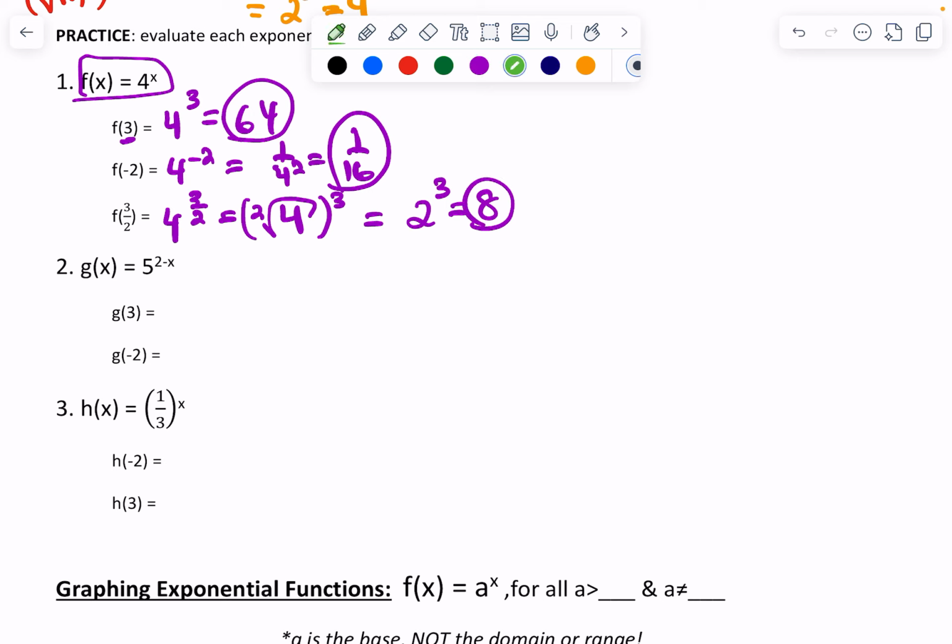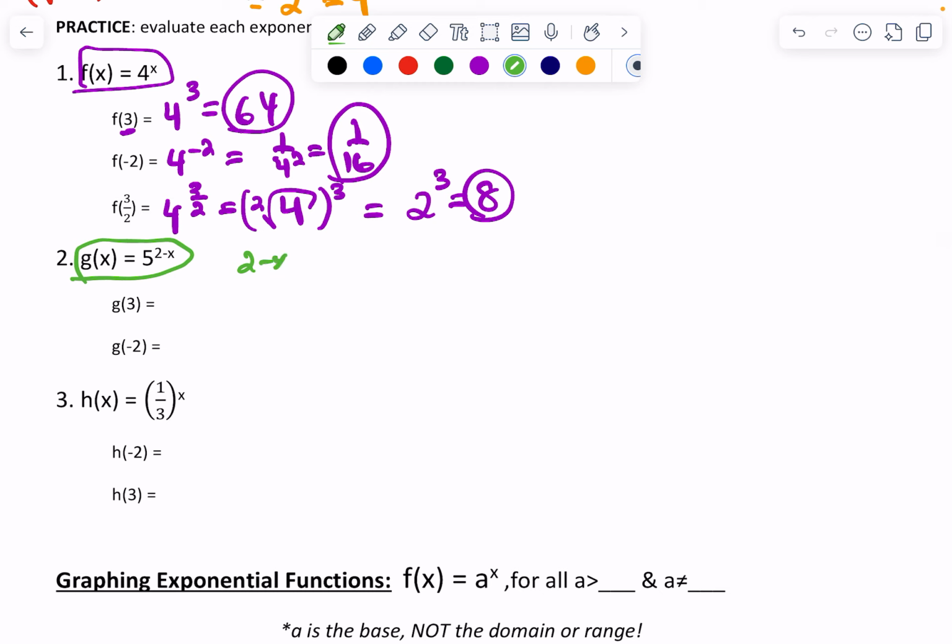All right, our next example is going to be g of x equals 5 to the power of 2 minus x. Now notice that the 2 minus x is the exponent. So g of 3 is 5 to the power of 2 minus 3. Well, we do that subtraction in the exponent first, so we get -1, and that becomes 1/5.